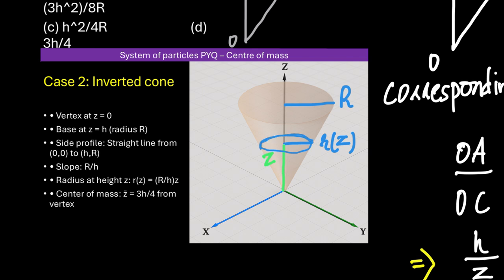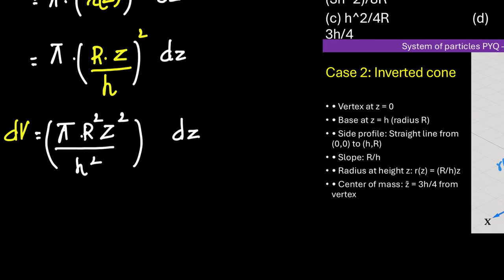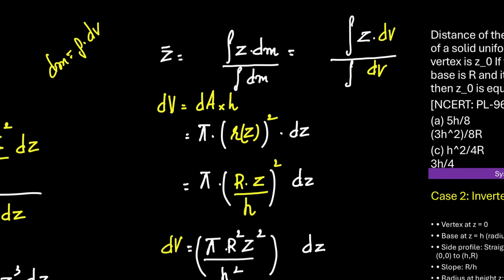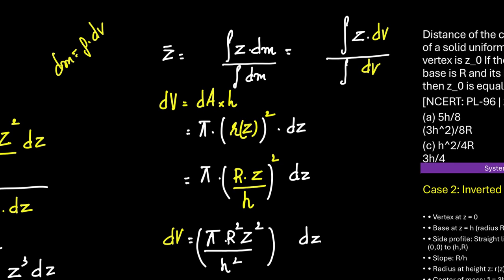Well, we have a small cylinder here, and the radius of the cylinder is r of z. The height of the cylinder is dz. In which case, what would be the volume? The volume will be area into height. What is height? dz. What is area? Being circular, it is dA, which is pi r square. R is r of z, so the r square becomes r of z the whole square.